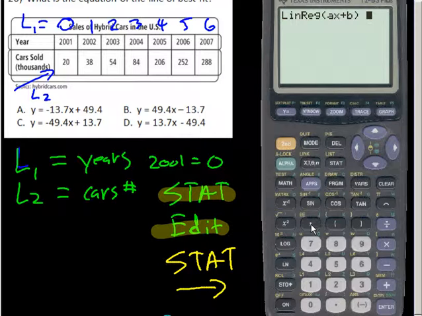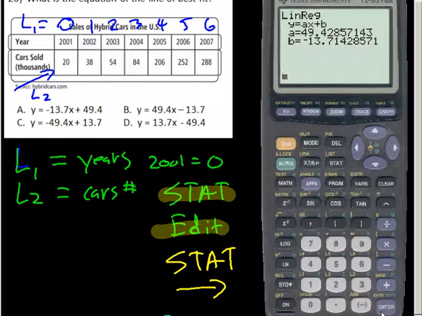So anyway, I hit that, okay? And I'm going to get my numbers. Now, I've got 49 for A. A is the slope, so I'm looking for 49. There is only one with a 49. I might want to just verify minus 13, minus 13. So B is the correct answer.